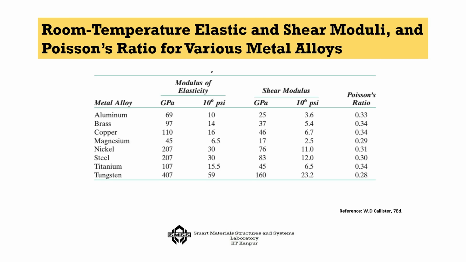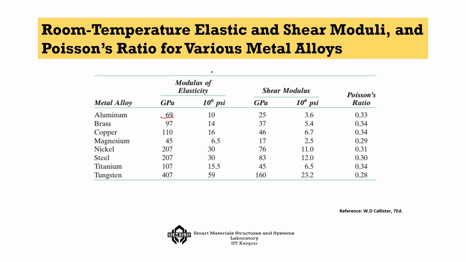And this is of course at room temperature, because all these properties vary a lot if you go to a low temperature level. Okay. So, at room temperature, the elastic shear moduli and the Poisson's ratio for various metallic alloys, which are generally important for us, we have to just keep them as a thumb rule.